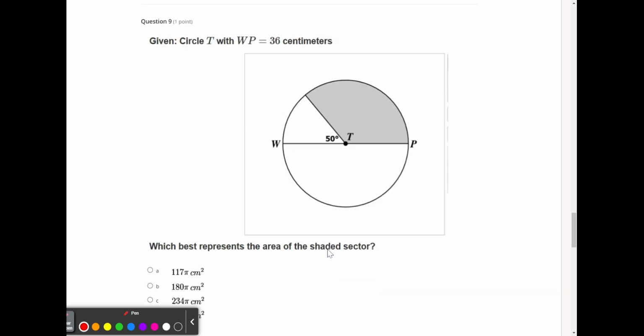Okay. What do I do with number 9? Number 9 is kind of pulling everything together. What's WP? Is that diameter or radius? That's diameter. So what's the radius? 18, somebody said. So if the radius is 18 and I want the area, what's the area formula? Pi radius squared. And I want the shaded sector.